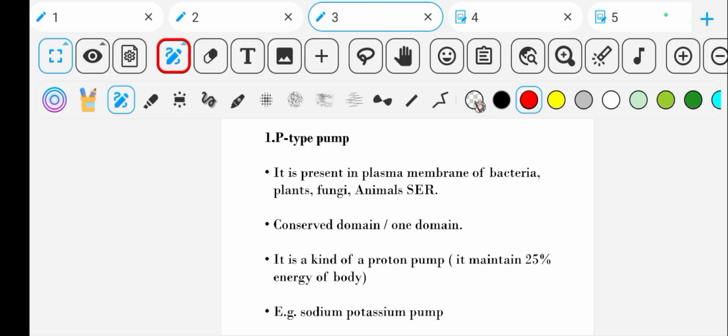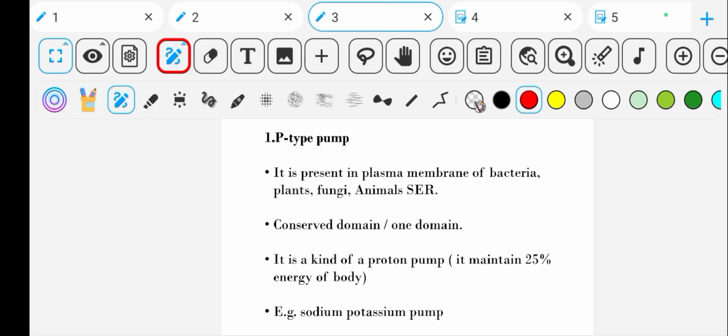Before starting transporter pumps, let's discuss carrier proteins of facilitated diffusion. If we talk about the energy requirement, then in transporter pumps it requires ATP, but in carrier proteins no energy is required, it is energy free. And if we talk about the direction, the transporter pump works against the concentration gradient, but carrier proteins work along the concentration gradient.